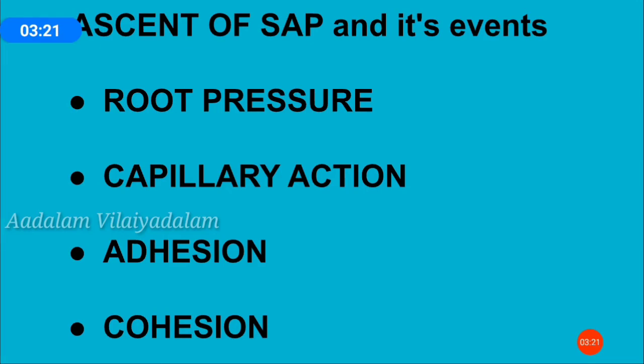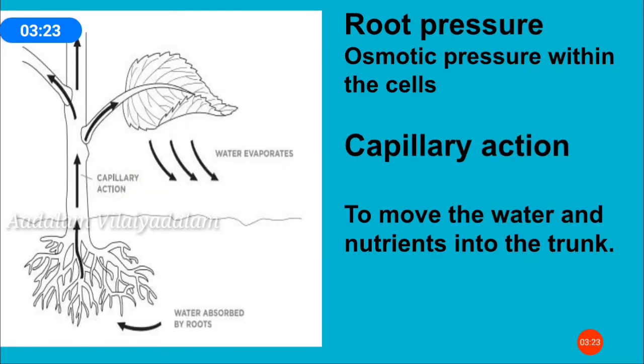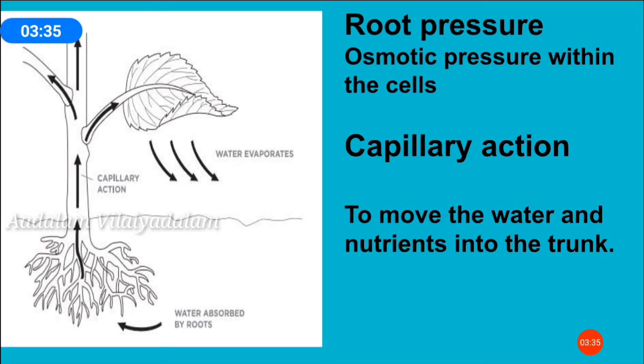Root pressure. It is the transverse osmotic pressure within the cells of the root system that causes sap to rise through a plant stem to the leaves. Root pressure occurs in the xylem of some vascular plants.